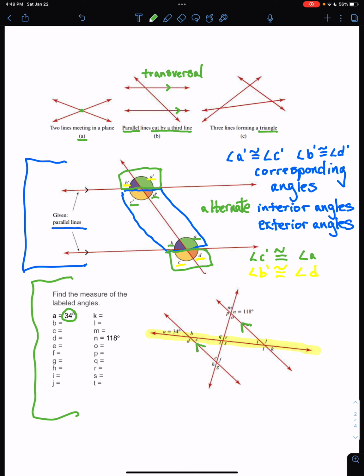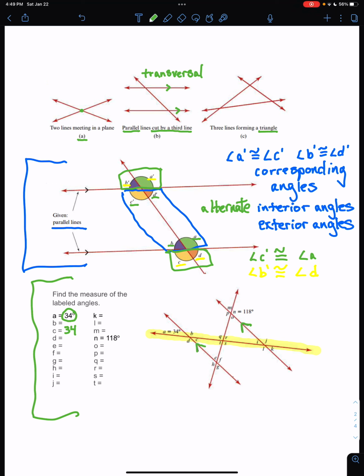So let's start off with the vertical angle across from A, which is C. So that should be congruent. A and C should be congruent based on the fact that they are vertical angles. Let's see if we can figure out something about B and D.